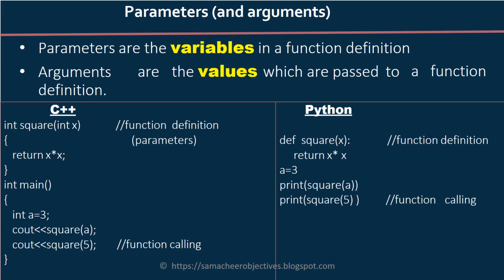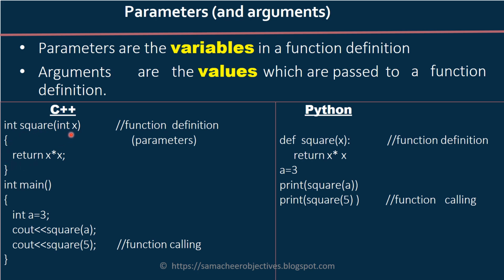Next, what are parameters and arguments? I have already explained to you what parameters and arguments are. Parameters are the variables. Parameters will be only in the form of variables in the function definition, and arguments are the values which are passed to the function definition through calling. Right? See, one function we have square of int x. It has only one parameter. This is the function definition. So x is called the parameter.